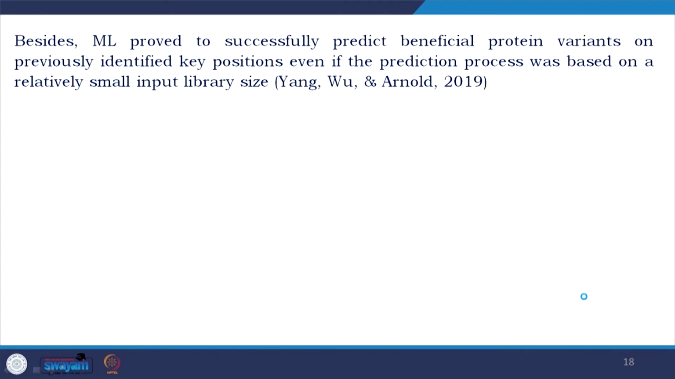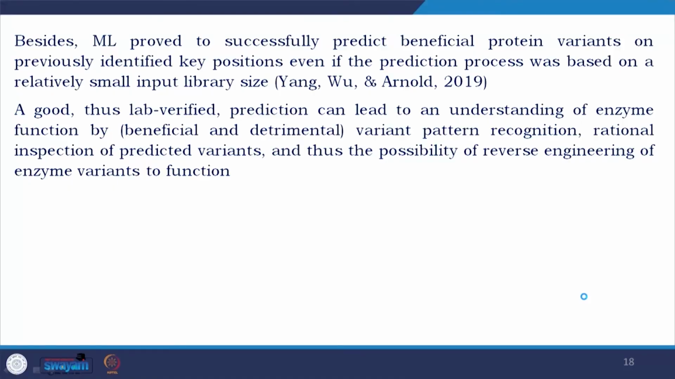Besides this, machine learning proved to successfully predict beneficial protein variants on previously identified key positions, even if the prediction process was based on a relatively small input library size. Because here, if you see, what you get is the training. So, that is why even from a small input library it could be enabled. A good, thus lab verified prediction can lead to an understanding of enzyme function by beneficial and detrimental variant pattern recognition, rational inspection of predicted variants, and thus the possibility of reverse engineering of enzyme variants to function.